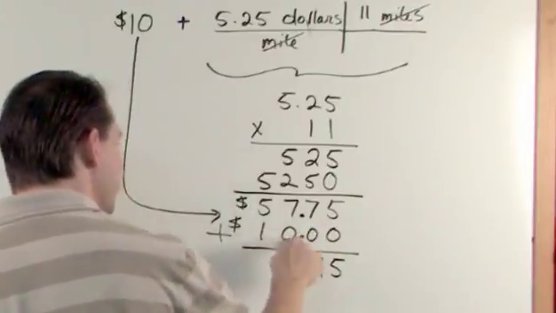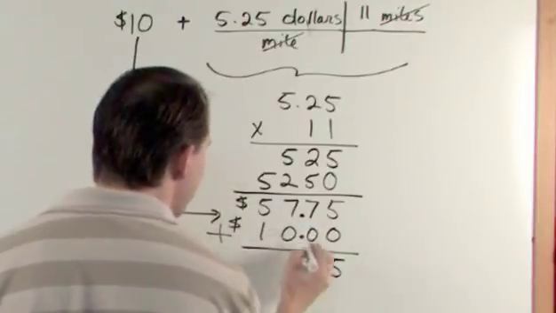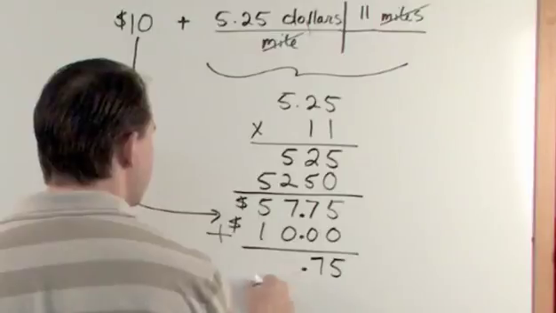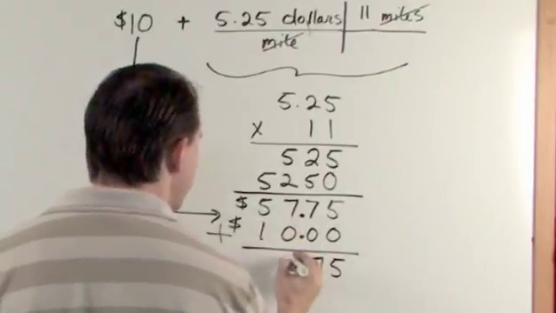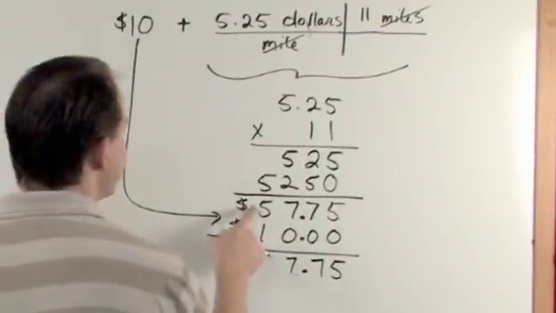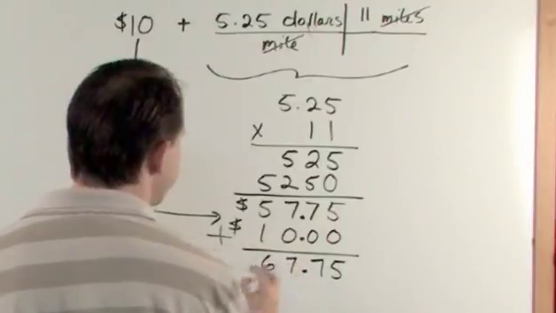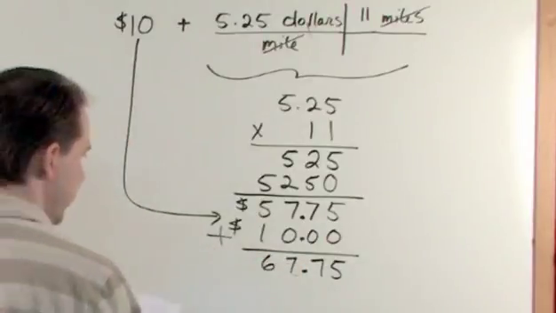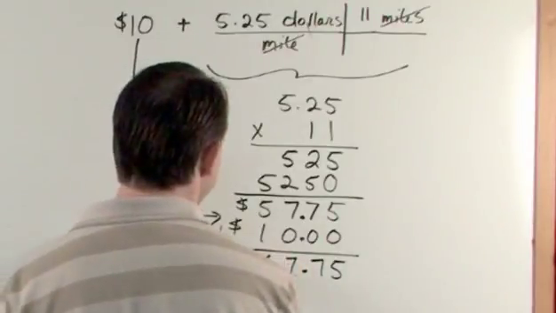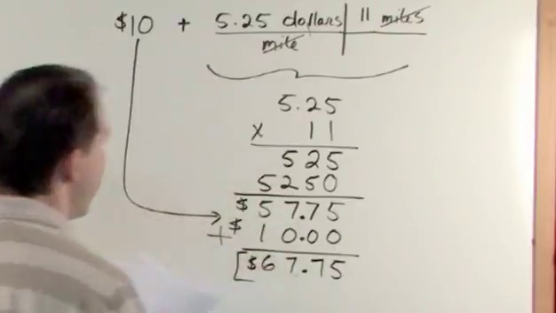And for addition, because I'm adding here, the decimal point just drops on down. Okay? 7 plus 0 gives me 7. And 5 plus 1 gives me 6. So the answer is $67.75. That's how much money you have to have.